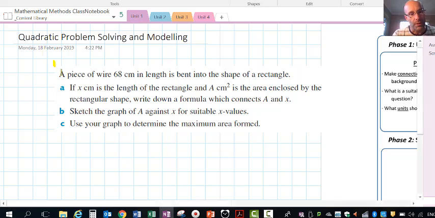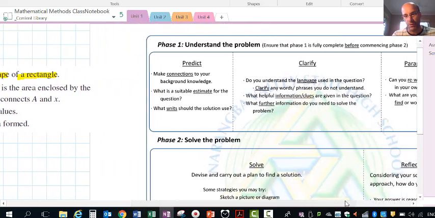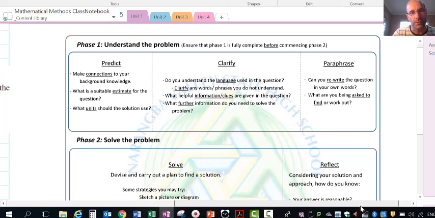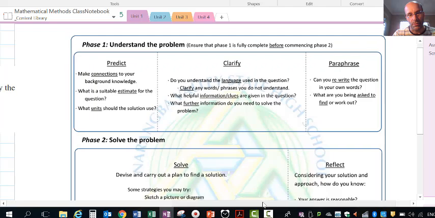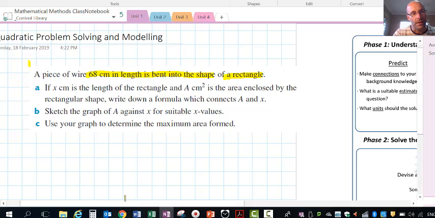So we've got a piece of wire. It's 68 centimeters in length, and it's bent into the shape of a rectangle. What I'm going to show you at the same time is a problem solving process called reciprocal maths teaching that I've used for a number of years, and we're going to work between the two of them, the question and the process. Piece of wire, 68 centimeters, bent in the shape of a rectangle.